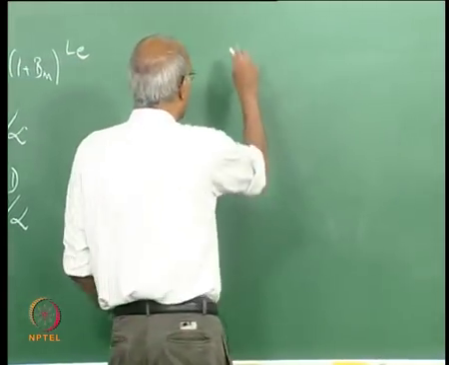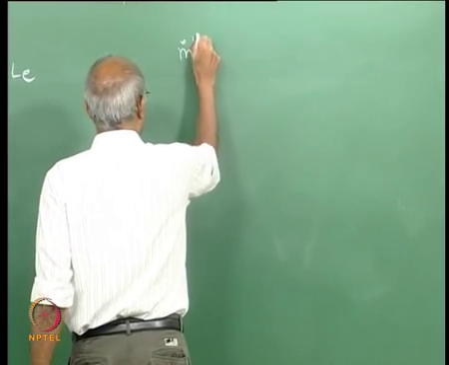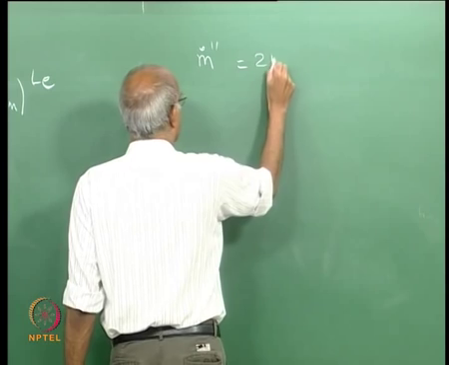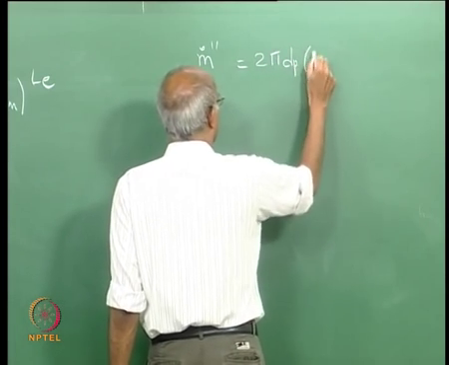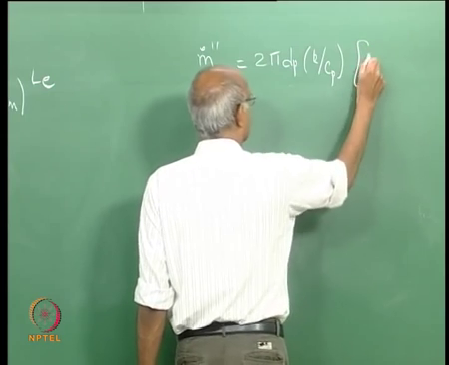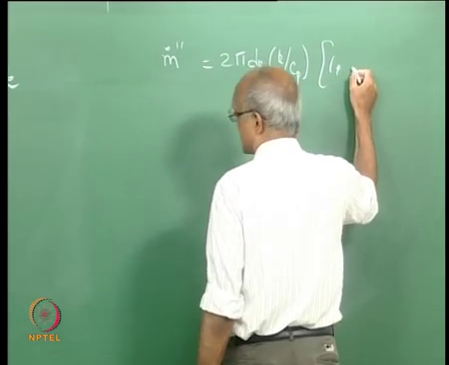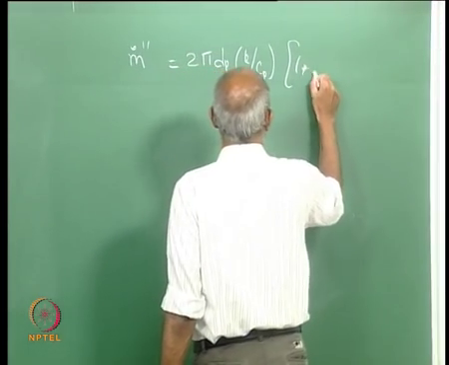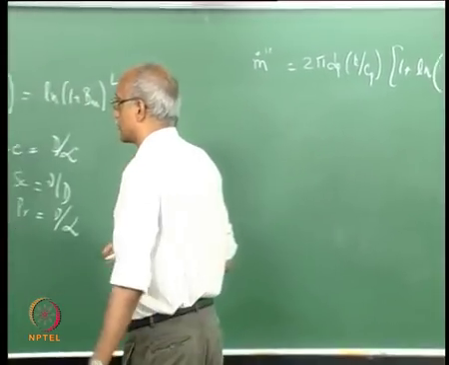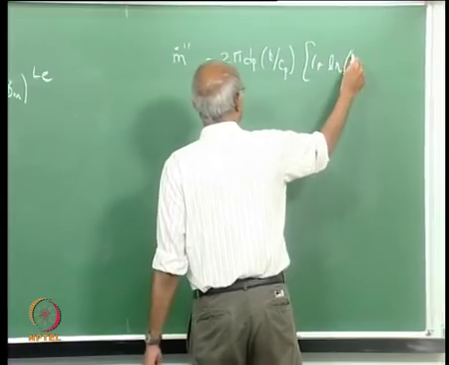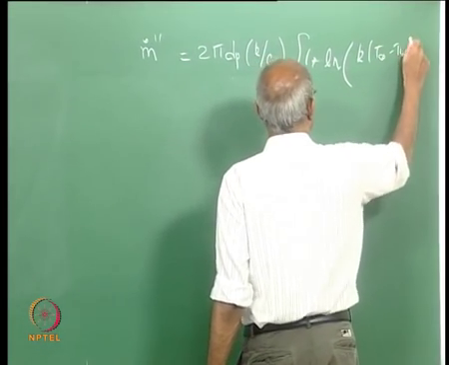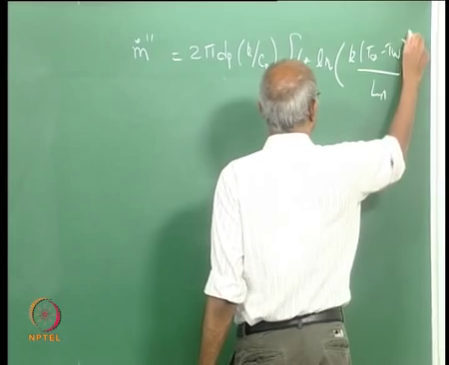So m dot double prime then can be written as 2 pi D p k by c p times 1 plus logarithm of k times T infinity minus T w over L A.